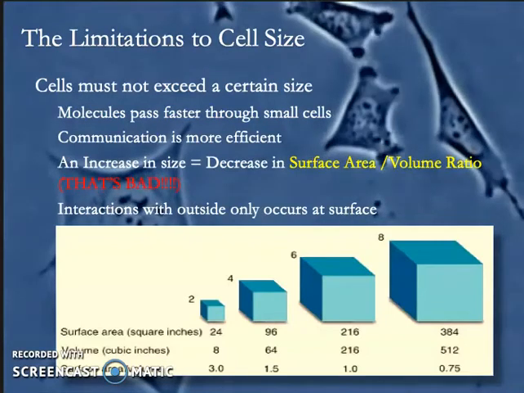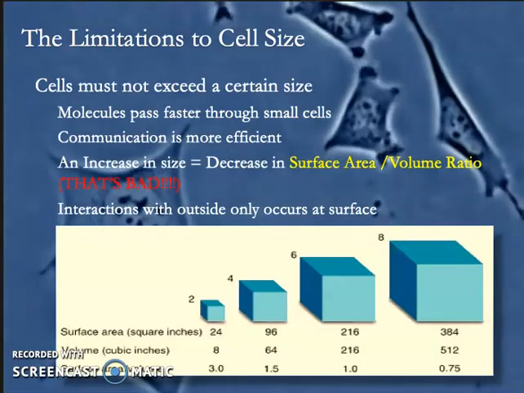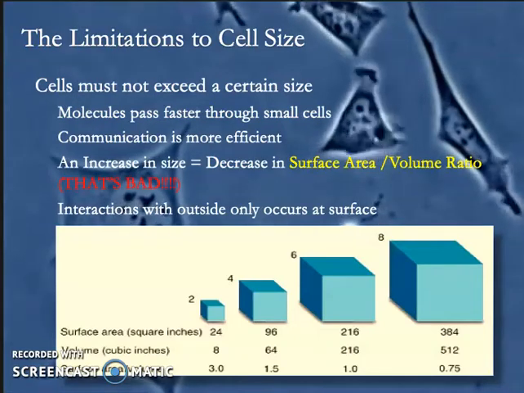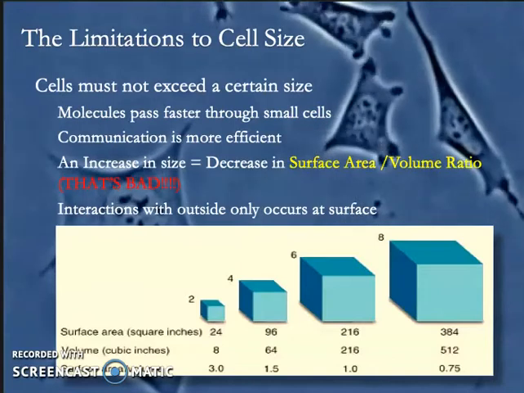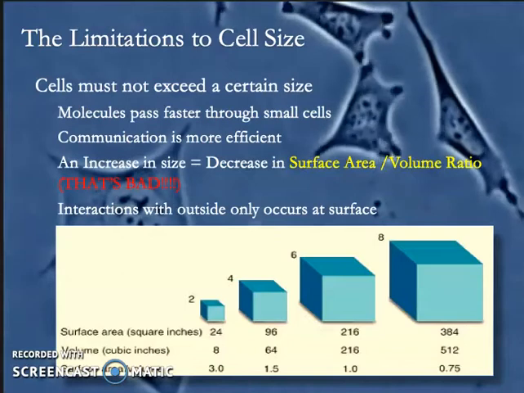That's bad. Why? Well, remember that cells, in order to survive and maintain homeostasis, have to exchange materials with the surface. Not only that, but if they're too big, it takes a lot of energy to move stuff around the cell efficiently. So small is better when it comes to cells.